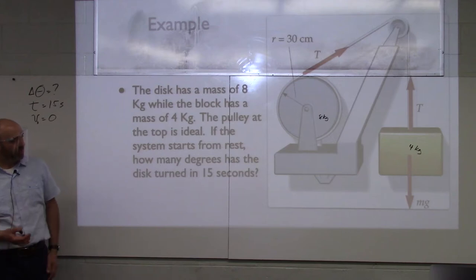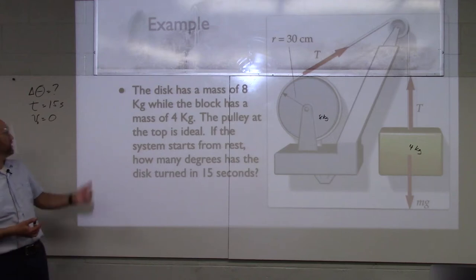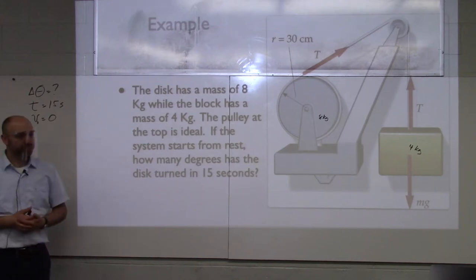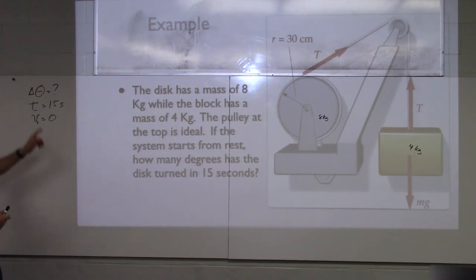And really, we don't even care what the tension is. We just need to know the acceleration so we can find this. And since it's asking for delta theta, it might actually be easier if we found angular acceleration to get to what we're asked for.